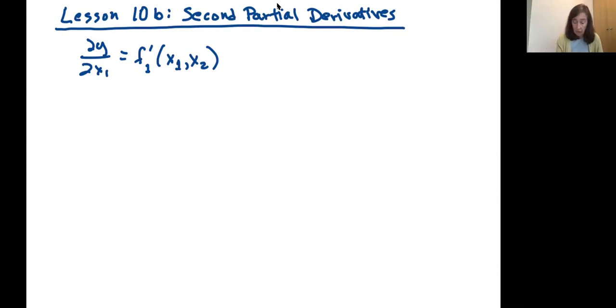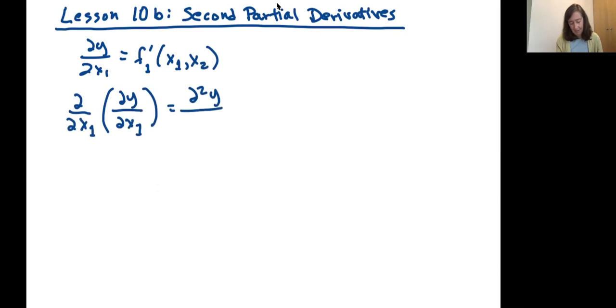And ways to write that: take the derivative with respect to x1 of the first derivative with respect to x1, and that is going to give us the second derivative with respect to x1 both times. So now maybe it's kind of helping you see the logic of why we put the little superscript 2's in different places here. We're applying the same operation twice.